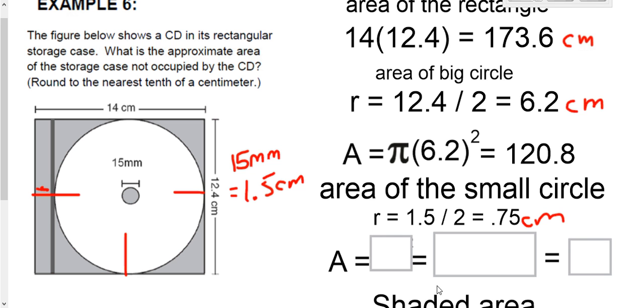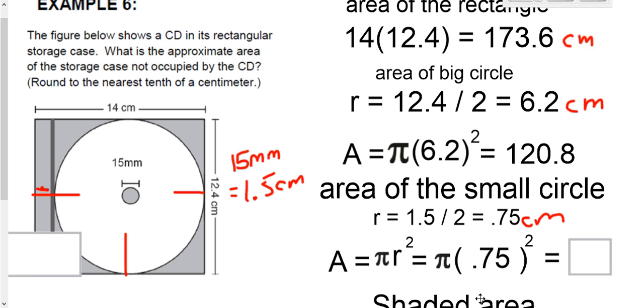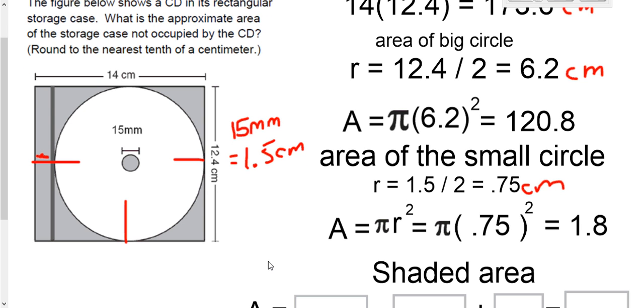So our area, again, pi r squared, pi times the radius, which was 0.75 centimeters to the second power, I get approximately 1.8. So that's that little one, which is shaded, and we're going to have to add that back in.